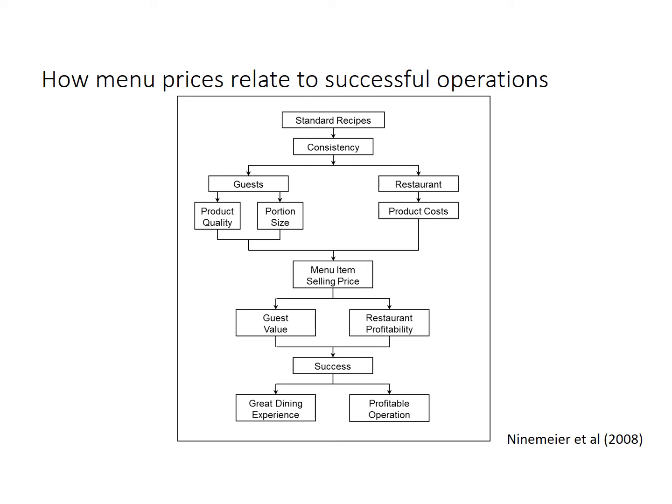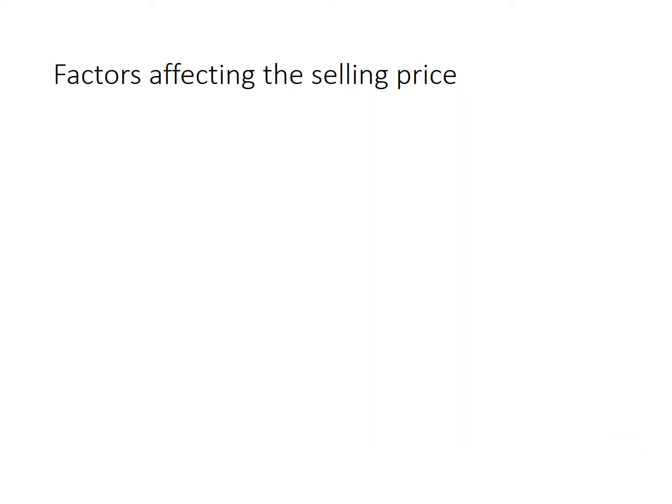This links into the menu item and the selling price, which links into obviously the business side in terms of the restaurant profitability, and the customer side in terms of the value for the guest, the customer. This leads into success, and from a business perspective it leads into profitable operation, which is sustainable, and it links into the customer side in terms of a great dining experience and meeting the needs of your customers so that they come back and they talk about your restaurant, and hopefully other people come based on their word of mouth advertising.